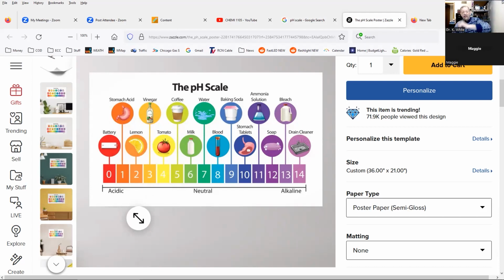Now, if you go to the other end, if you look at bleach or drain cleaner or ammonia, ammonia is a base, the pH is basic. Now, another way of saying basic, they say on this chart, and I talked about it, is called alkaline. But I'll use basic for this class.